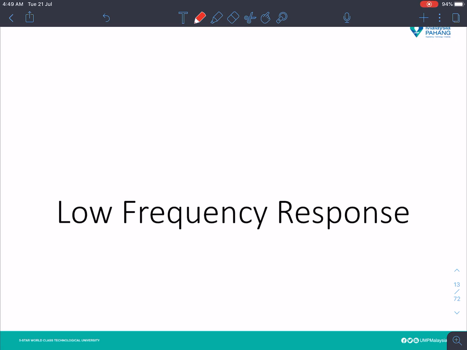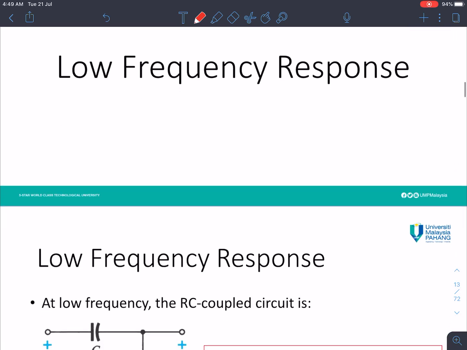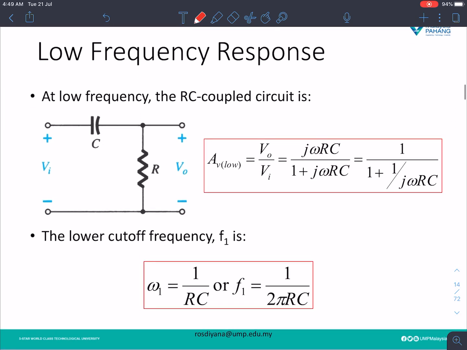Now we go to the next topic. It's the low frequency response. Okay, this is for the low frequency response. The RC coupled circuit is like this. We have a capacitor here, and we have R here, a resistor, and here is the V in, and this is the V out.